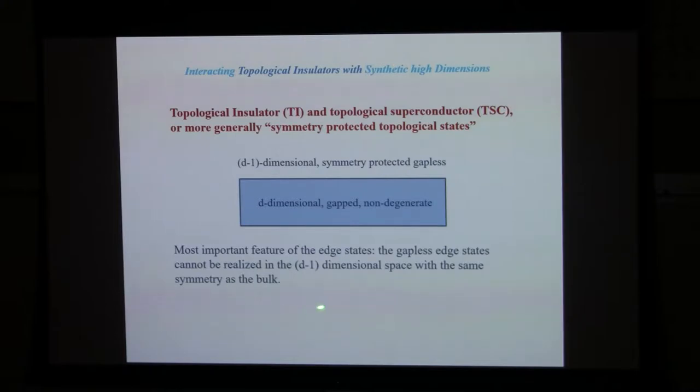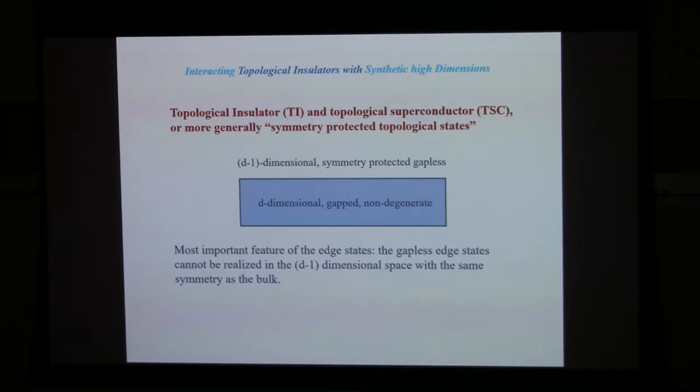Another very important feature of the boundary state is that this gapless edge state cannot be realized without the bulk. It can only exist as the boundary of a d-dimensional system. For example, in the quantum Hall system, we know that the boundary is a chiral fermion, and there's a theorem which says that in a one-dimensional lattice model, we can never realize a chiral fermion. We can only realize a non-chiral fermion in a one-dimensional system.